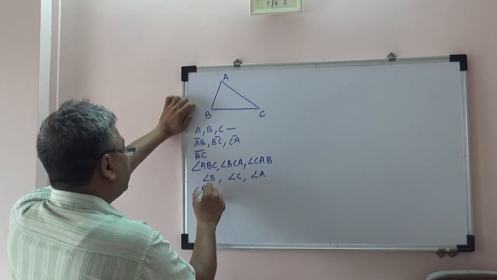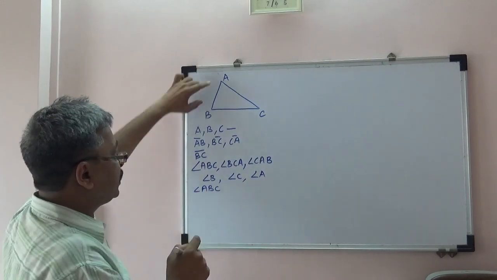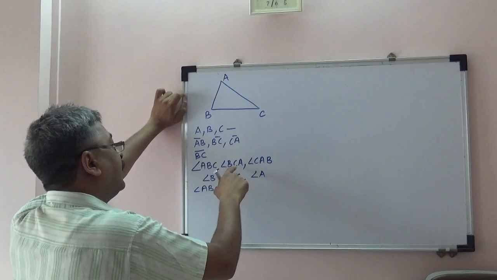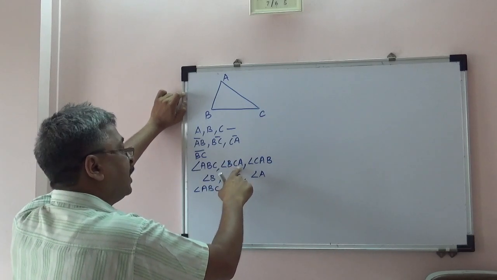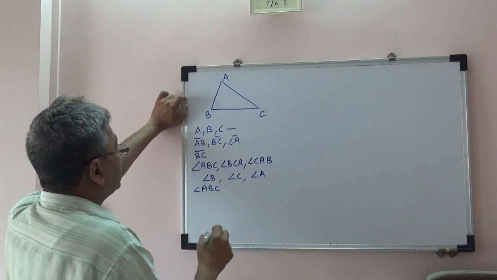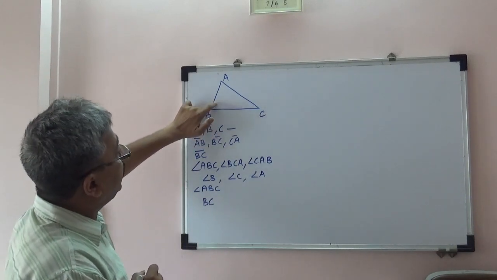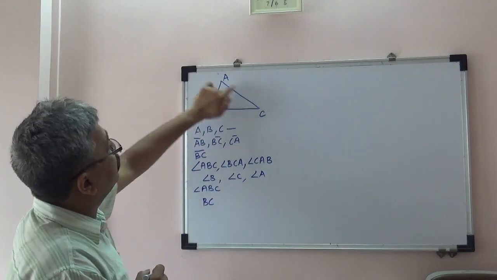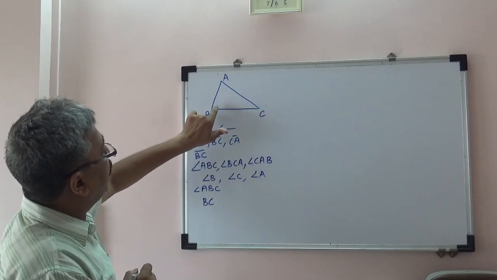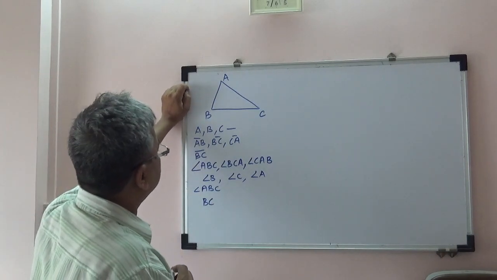When we say angle ABC, we say angle ABC is the included angle between sides AB and BC. When we say angle BCA, it is the included angle between BC and CA. Angle CAB is included between CA and AB. Similarly, side BC is included between angle B and C. Side CA is included between angle A and angle C. Side AB is included between angle A and angle B. So these notations we will require to discuss the congruency of triangles.